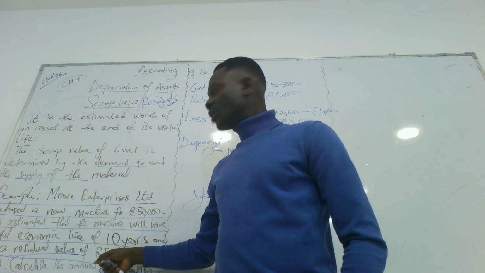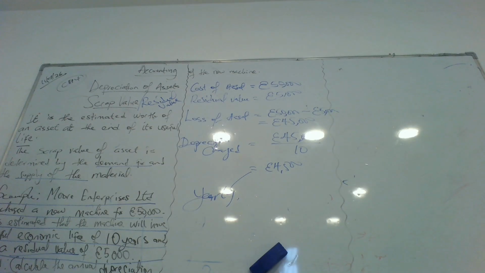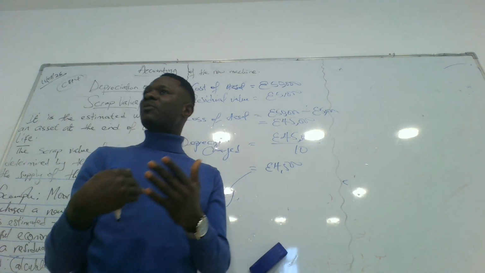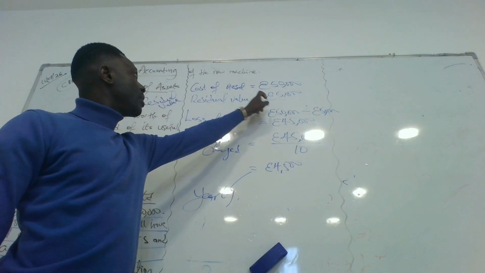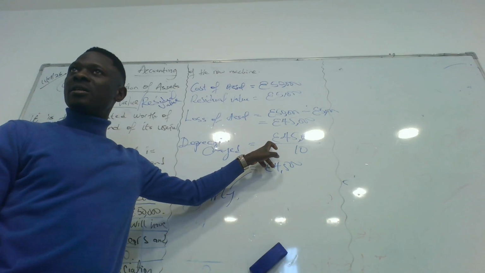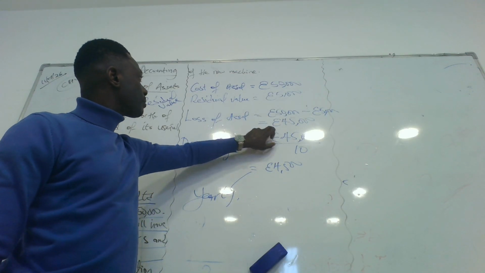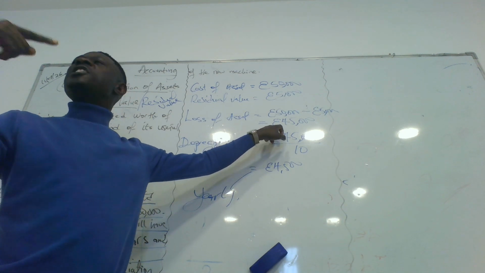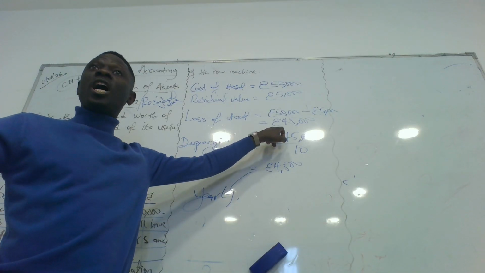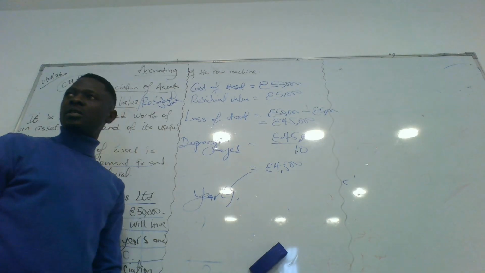5,000. The question says we should calculate the annual depreciation charged against profit over the lifetime. So we need to know if the sale of the asset will give us a profit or loss. Based on what we have here, 50,000 minus 5,000 gives us 45,000. That is the loss of the asset. So the loss is 45,000. How much is charged yearly? Because it's over 10 years, the annual depreciation charge will be 45,000 divided by 10.